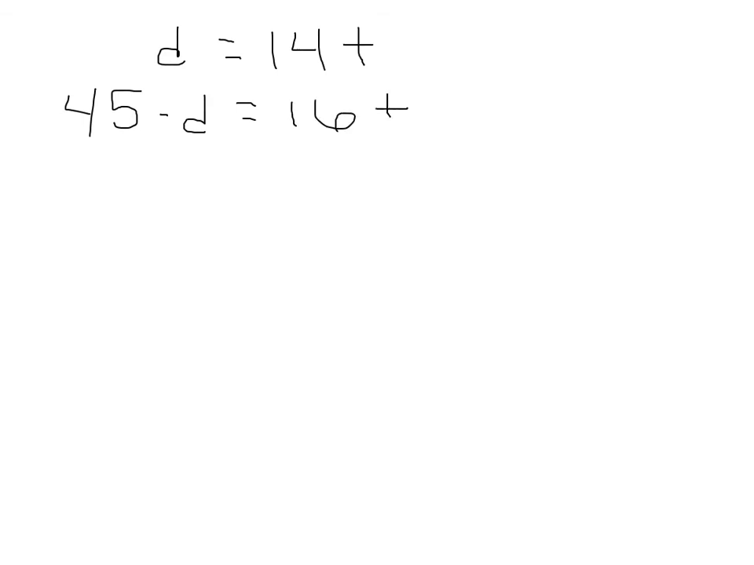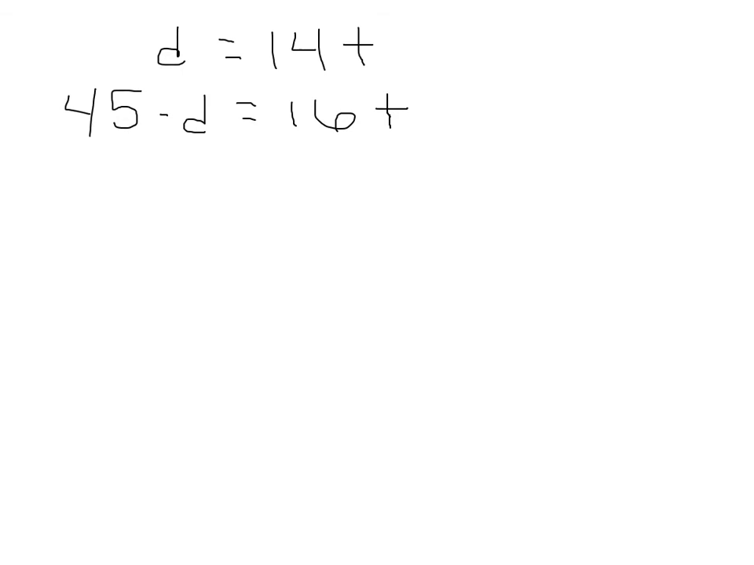Now we can start putting the equations together. So for the first cyclist, we have the distance of D equals his rate, which was 14 miles an hour, times however long he rides. And then for the second rider, we've got 45 minus D is his distance, equals his rate of 16 miles an hour, times the time.